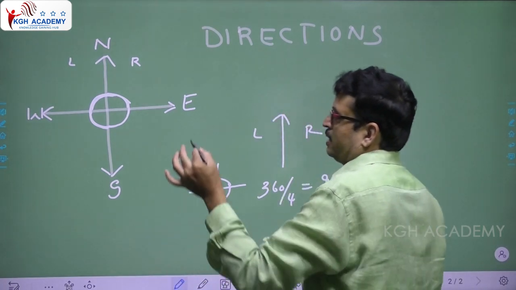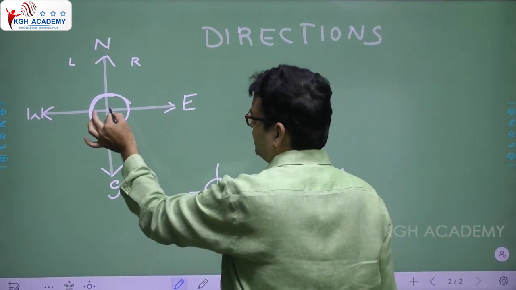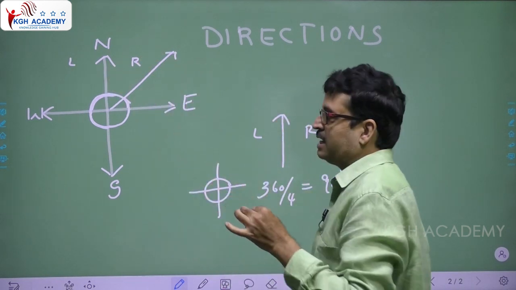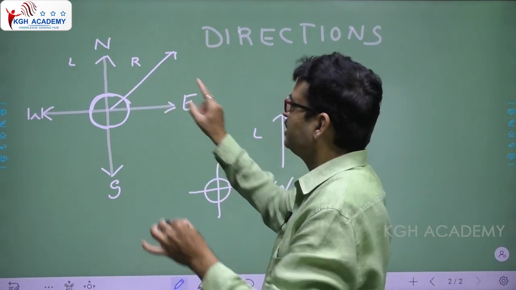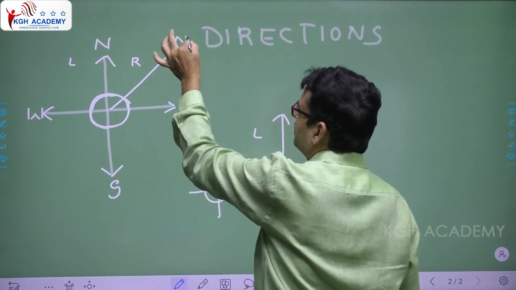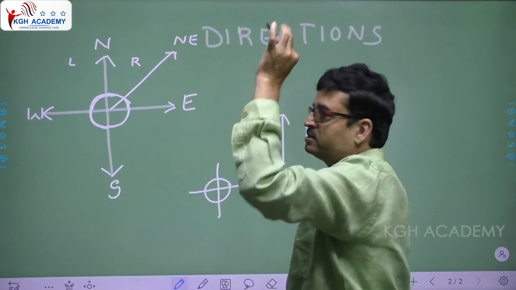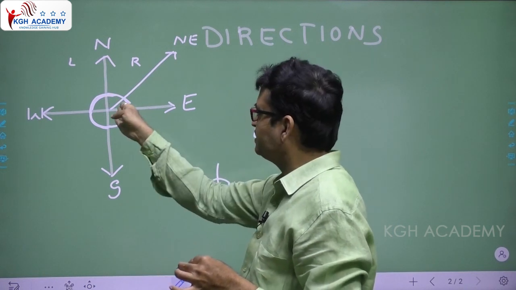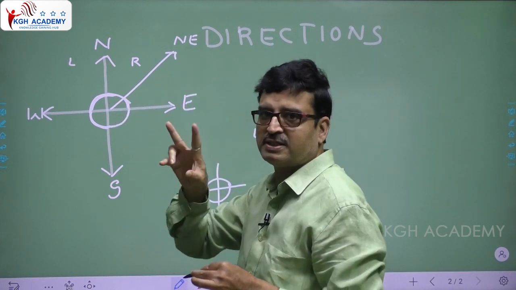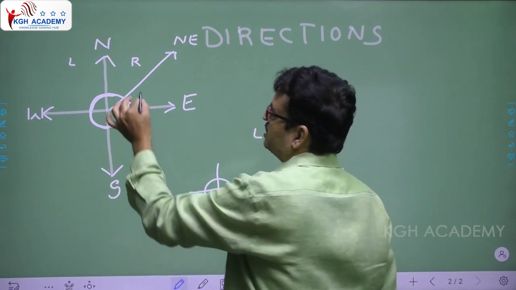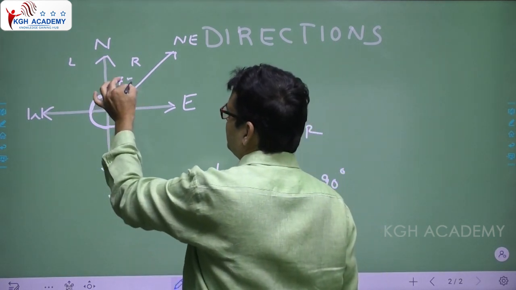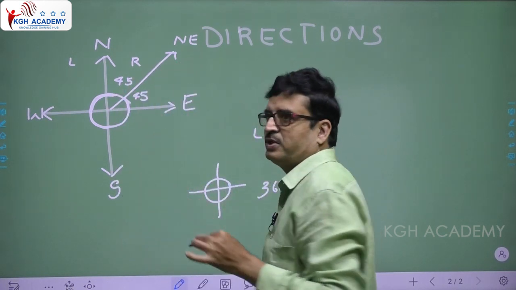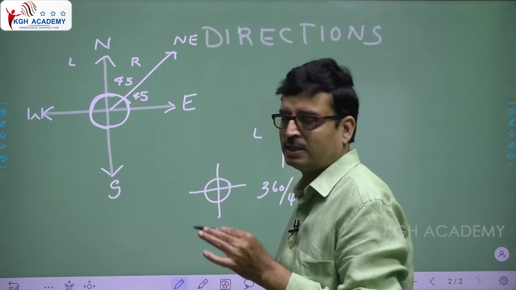Now, if I put an arrow exactly between north and east, as the arrow is exactly between north and east, we call it northeast. Now please note, we know that from this to this it is 90 degrees, right? Now the arrow is exactly between that, so 90 is exactly divided into 2 halves. That is the reason we call it 45 degrees and 45 degrees. 45 plus 45 is 90.